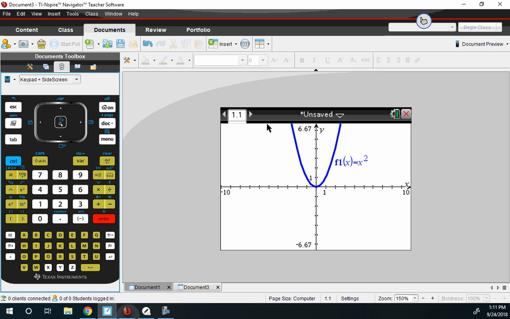So I've got this parent parabola graphed. I want to leave that blue one and add another graph here. I'm going to multiply that by 3. I want to make that 3x squared. Now let's see if this makes this thing taller or shorter. 3x squared. Did that make it taller or shorter?